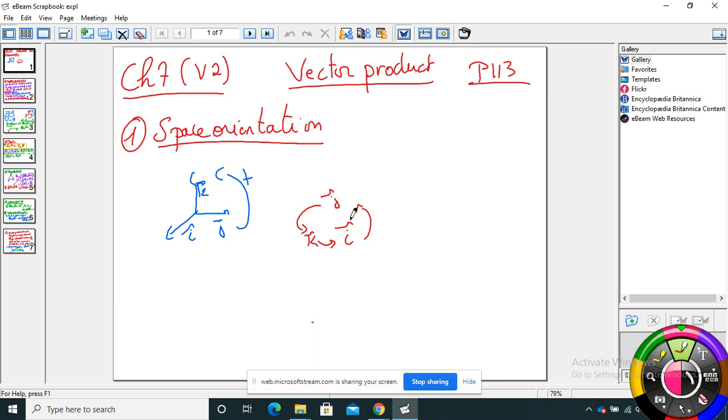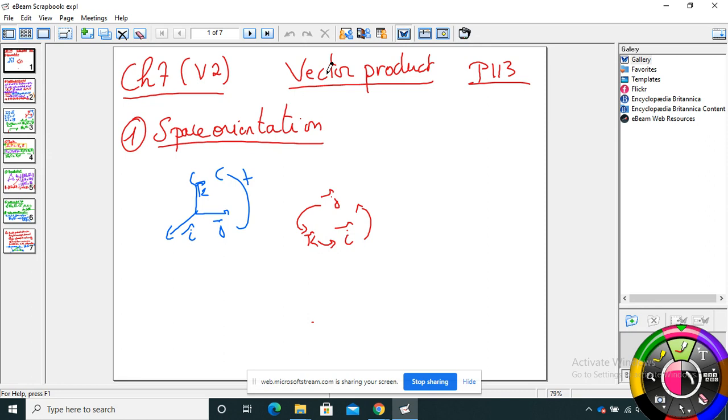Now this is the last chapter related to vectors. It's chapter 7, in the volume 2 book. It's called vector product. It's not the same as the dot product. When I say vector product, my result is a vector. So I'm doing a product of two vectors, and the answer is a vector. So we call it the vector product.